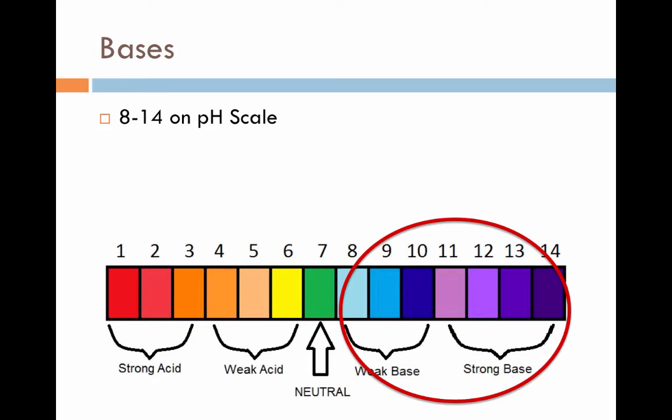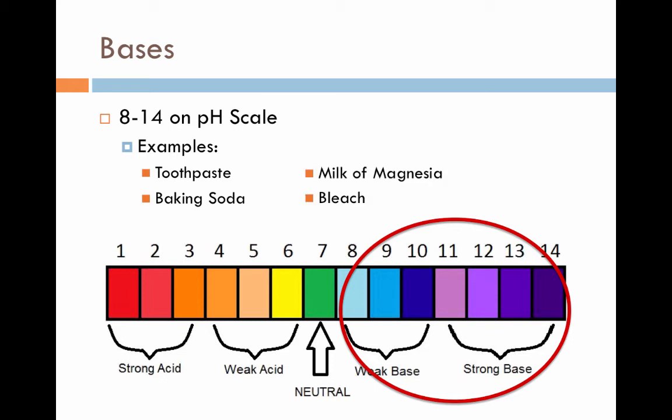Bases are 8 to 14 on the pH scale. Some examples of weak bases would be toothpaste and baking soda. And strong bases would be milk of magnesia, which is what you take if you have too much stomach acid, and bleach. That's it for the video.